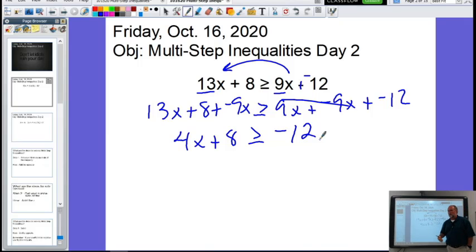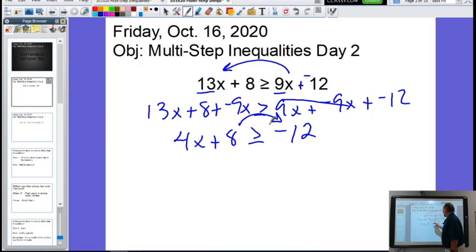Now I can make a determination as to whether or not I'm going to flip my inequality, because this 4 right here, this coefficient, has all the power. If it's positive, I don't mess with this thing. I leave it alone. If it's negative, then at the end of the problem, I'm going to have to flip it. In this particular case, since it's positive, we leave it alone, and we just solve the problem just as normal.